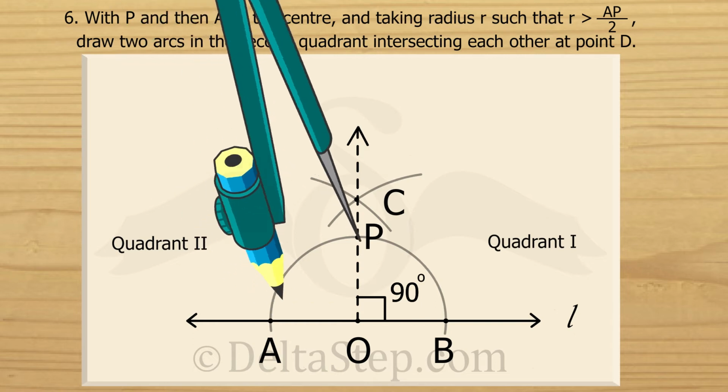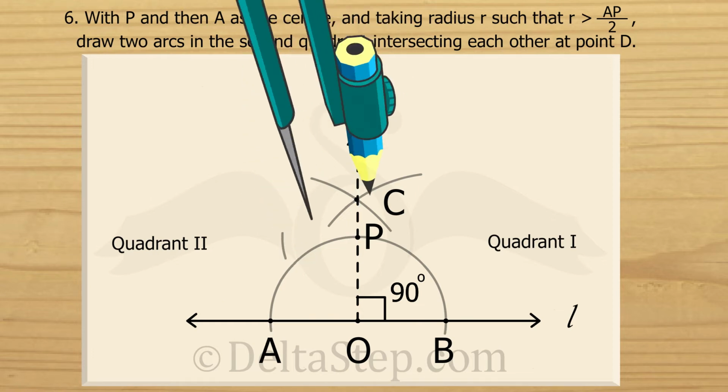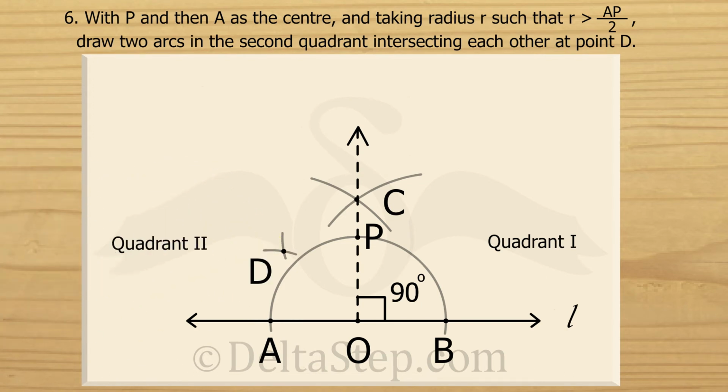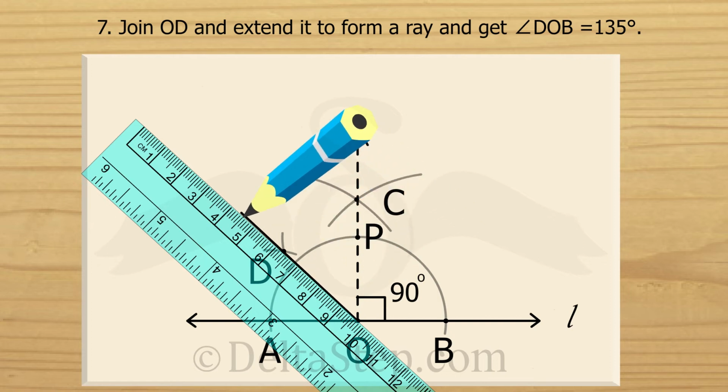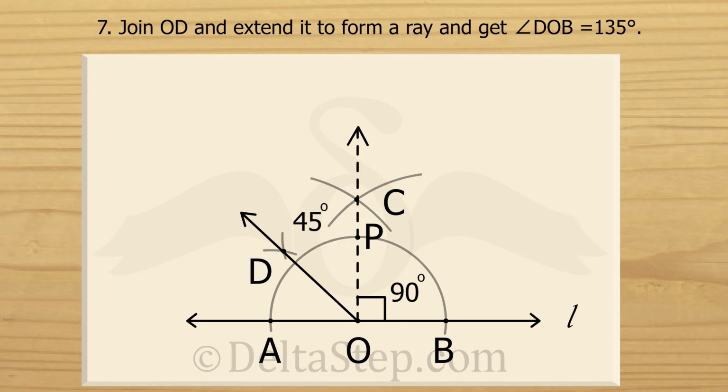With A and P as the centers and taking the radius greater than half the length of AP, we draw two arcs. These two arcs intersect at a point D. We join OD and extend it to form a ray. Now OD is the angle bisector of angle AOC which is equal to 90 degree. So the measure of angle COD is equal to 45 degree.